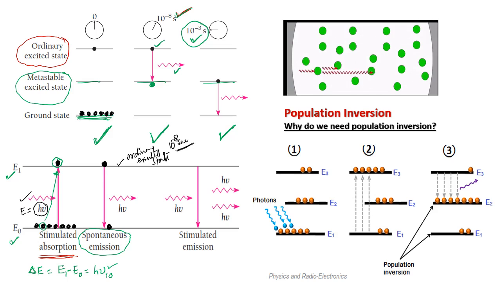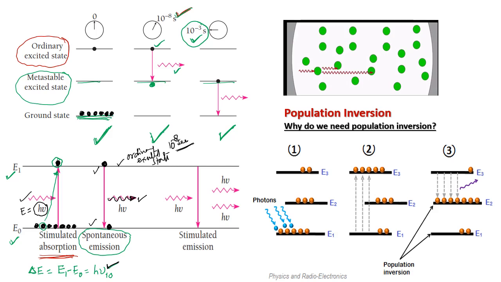In the process of coming down to the ground state, it emits a photon of the same energy. It will emit a photon of the energy which is equal to the energy difference between this state and this state. But this photon is incoherent in comparison to the one by which the atom moved to the upper state. This is called spontaneous emission.